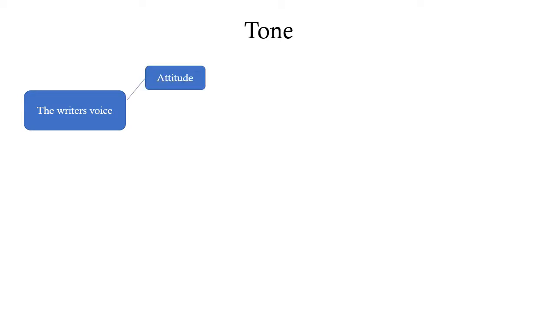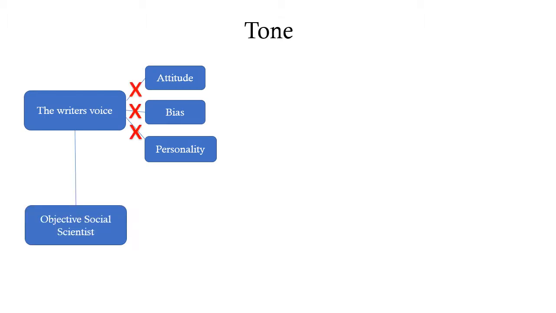Tone is how the writer's feelings come through in their writing. It is the writer's voice. It is what the reader might perceive as the writer's feelings, attitude, bias, or personality. As a scholarly writer, you should write as an objective social scientist. You present without showing your feelings about what you are writing about. This means everything you say must be unbiased and supported by evidence.